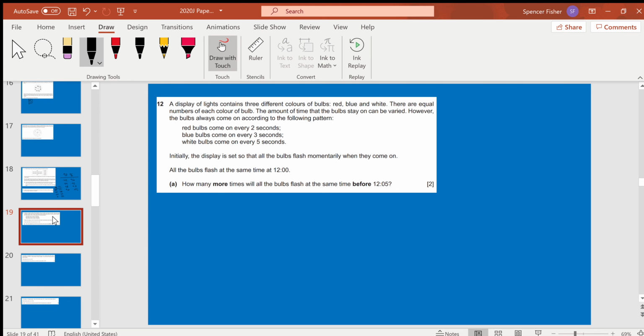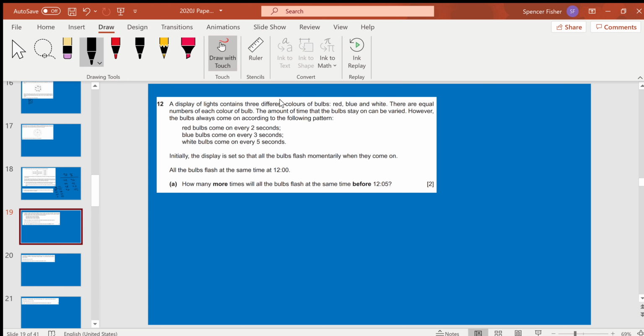Now that's going to be the key to the problem. There's 2 points here. In all likelihood, if you make the mistake of saying at 12:05 or including 12:05, you're only going to wind up with one of the points. So how can we go about doing this? Now we can go back and look at the information.